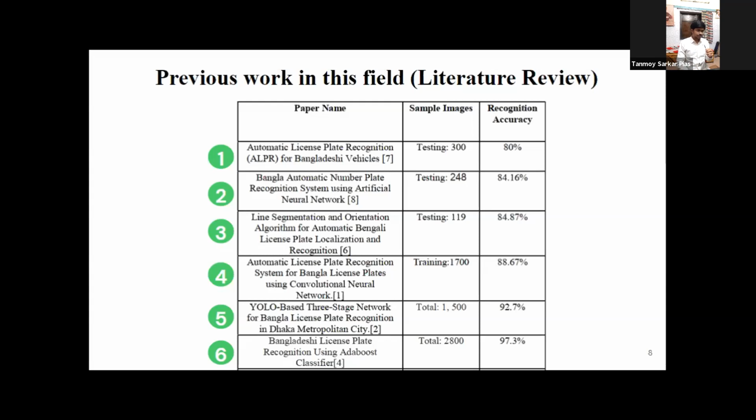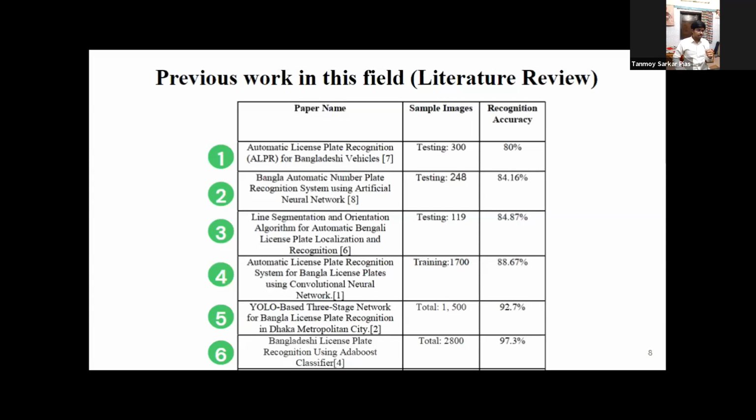The sixth one has the highest accuracy of them all, but this is only for recognition accuracy. Their major contribution is in the recognition part, and they introduced a dataset with 2800 images, and they got 97.3% recognition accuracy.